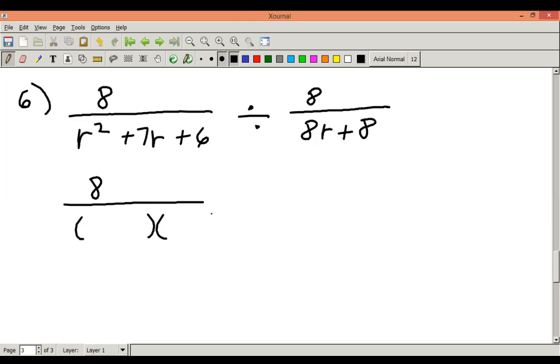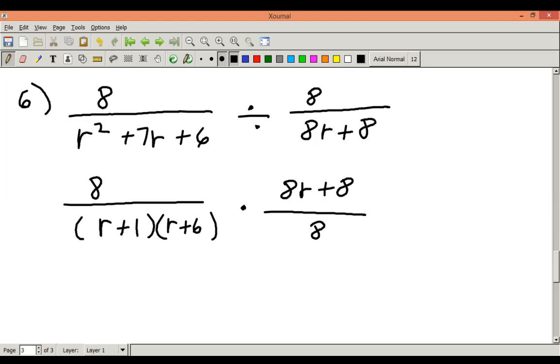So it's a guess and check trinomial. It's going to be r plus 1 times r plus 6. Now I'm going to change this division to multiplication. I'm going to flip over the second fraction. So now 8 is going to be on the bottom, and then 8r plus 8 is on top. So that's how you just rewrite it.